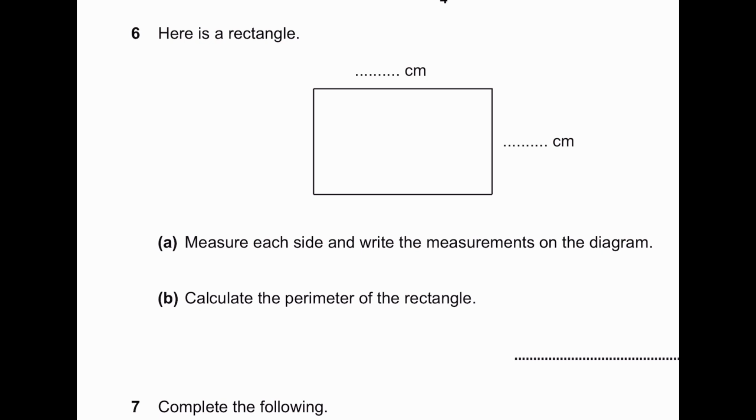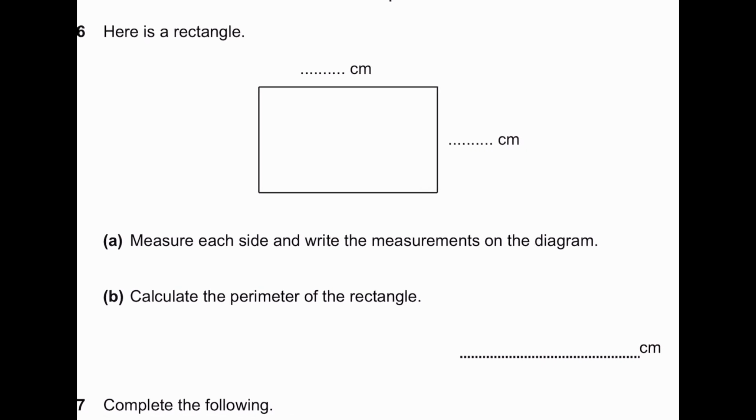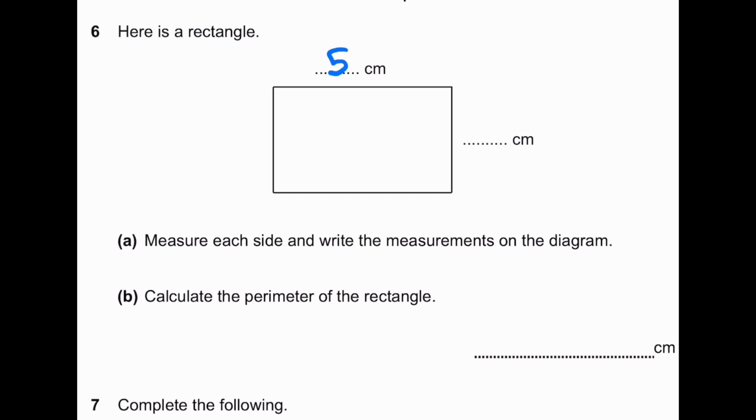Question 6. Here is a rectangle. A. Measure each side and write the measurements on the diagram. This is an online paper, so I can't measure, but I took a copy and measured. This one is 5 centimeter and this one is 3 centimeter. Question B. Calculate the perimeter of the rectangle. As we know, the perimeter equals 2 into length plus breadth. So 5 into 2 plus 3 into 2, which is 10 plus 6, which is 16 centimeter.